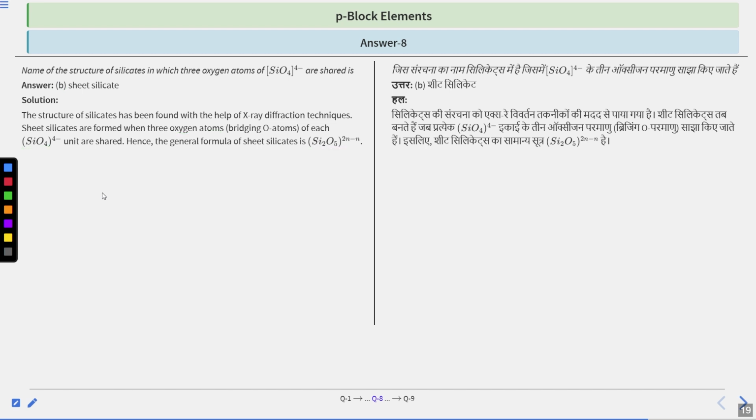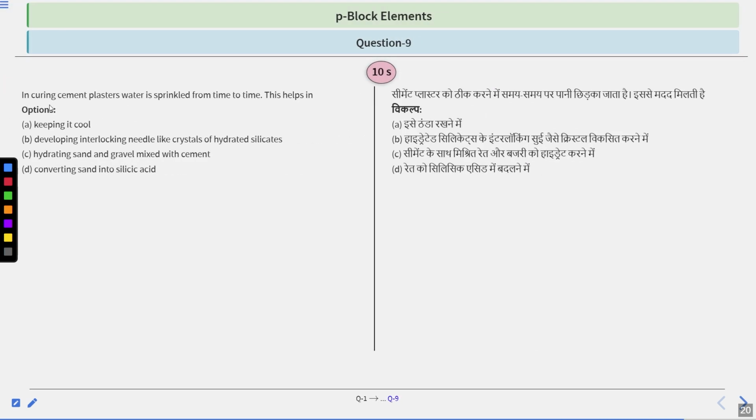Okay, let's move to the next question. Question number 9. In curing cement plasters, water is sprinkled from time to time. This helps in. So, this sprinkling of water into the cement plasters for the curing, it will help in what? Okay, options are keeping it cool, developing interlocking needle like crystals of hydrated silicates, hydrating sand and gravel mixed with cement, or converting sand into salicylic acid. So you have 10 seconds to solve this question. After that, we will see the correct answer.